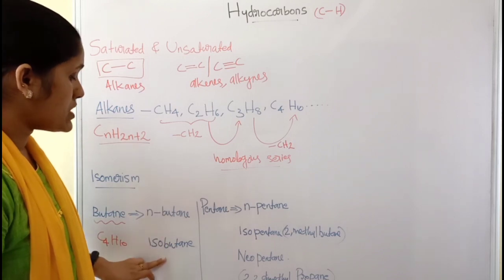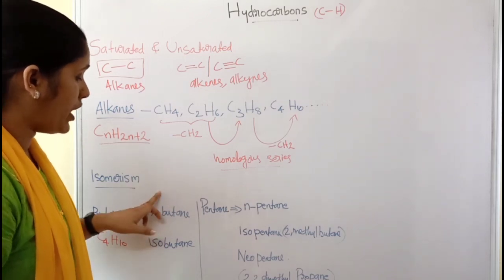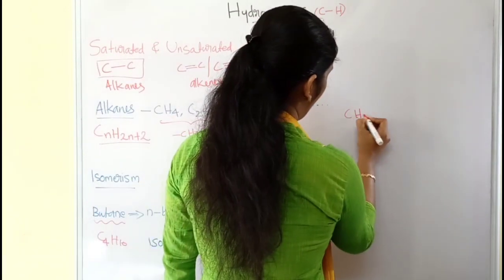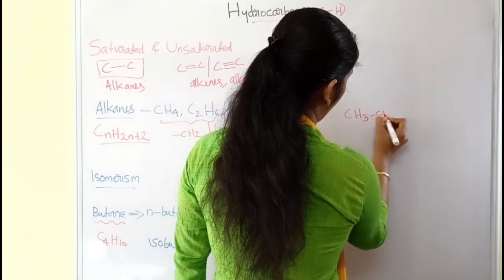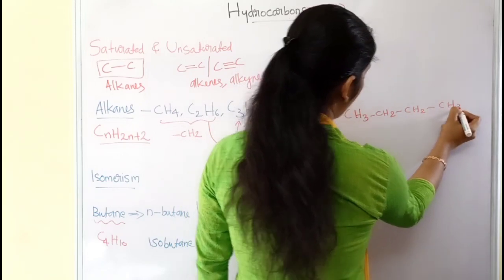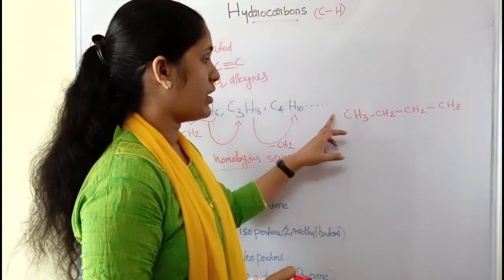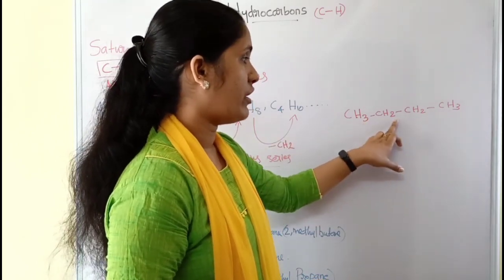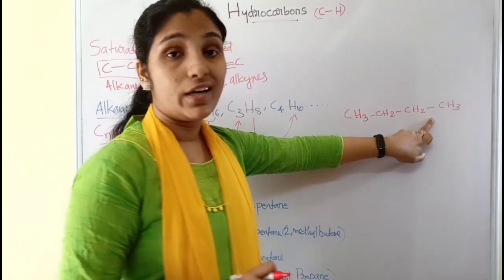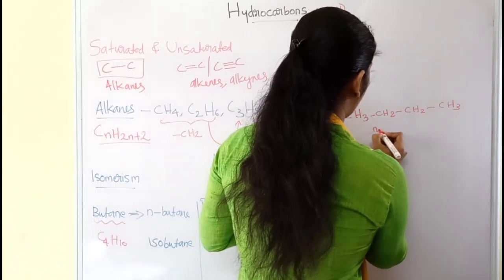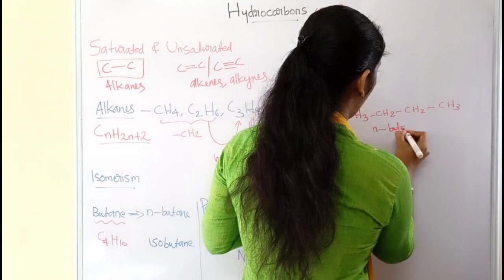On that basis, let's draw the structures of n-butane and isobutane. For normal butane, we know the structure is CH3, CH2, CH2, CH3. Let's count the number of hydrogens and carbons. Here there are 4 carbons, C4, then 3 plus 2 is 5, 5 plus 5, here 10. So C4H10 is the molecular formula. This is the structure of normal butane.